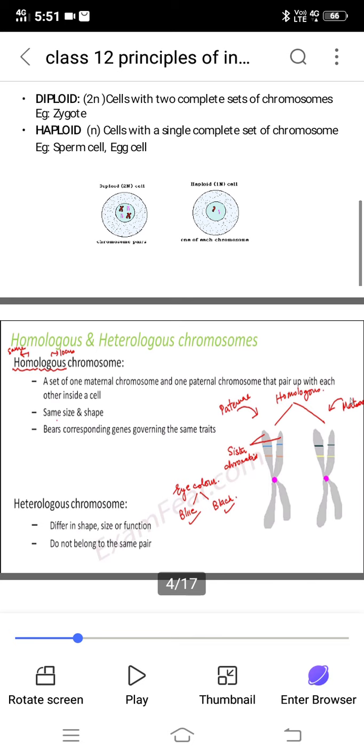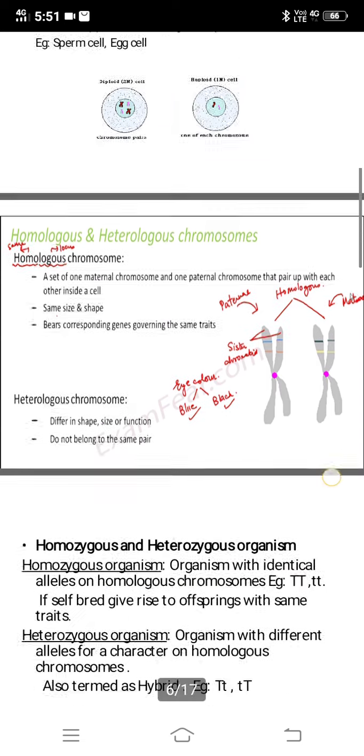Heterologous chromosomes are different. They differ in shape, size and function, and they do not belong to the same pair. Like here, suppose eye color is being shown in this part of the chromosome, the other part would be showing, suppose, hair color. So it is not a homologous chromosome.